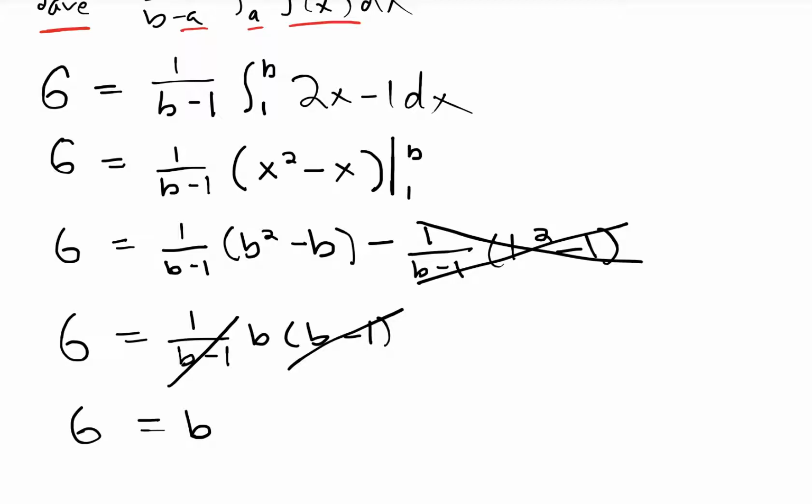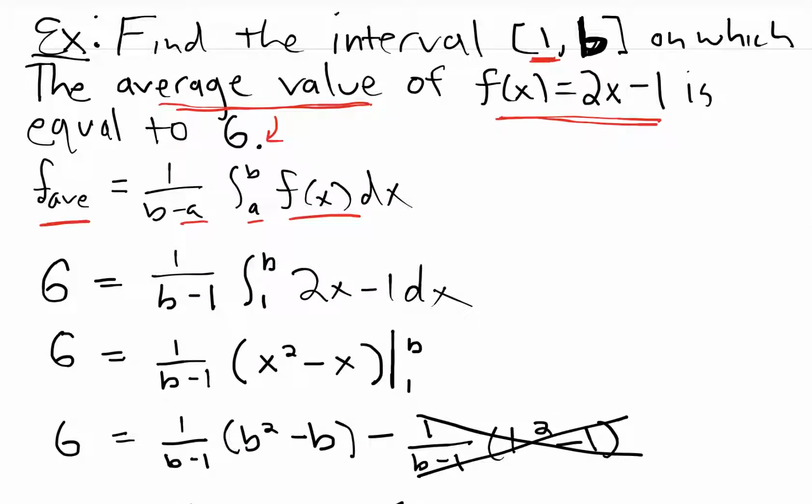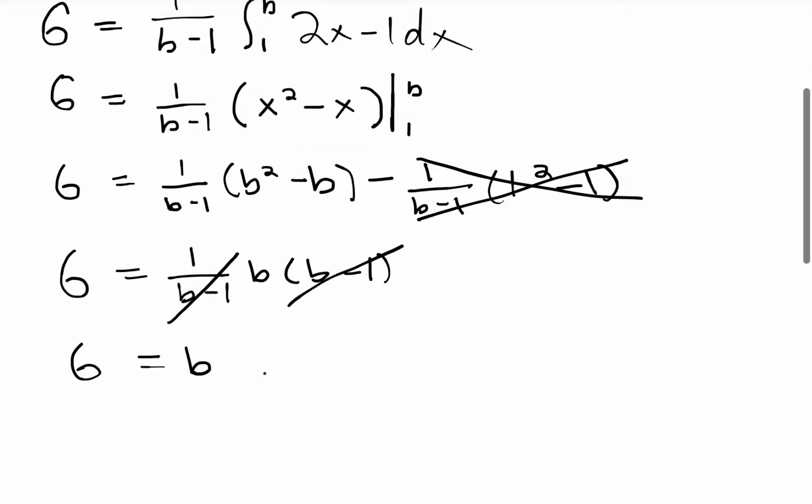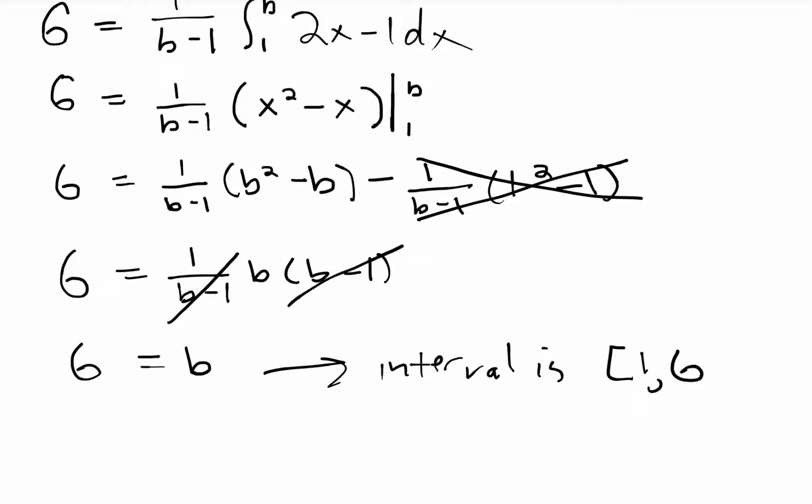So if I come back to the original problem statement, find the interval on which the average value is, and so on, this is going to tell me that my interval goes from 1 to 6. So a little bit different of a problem, but again, pretty plug and chug.